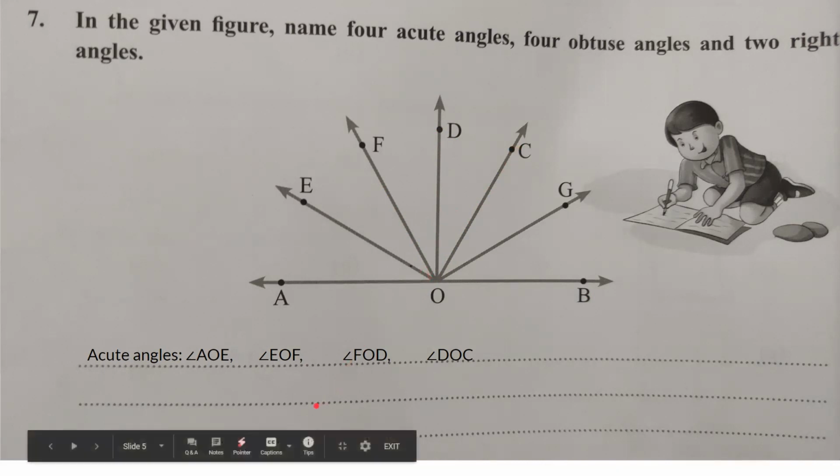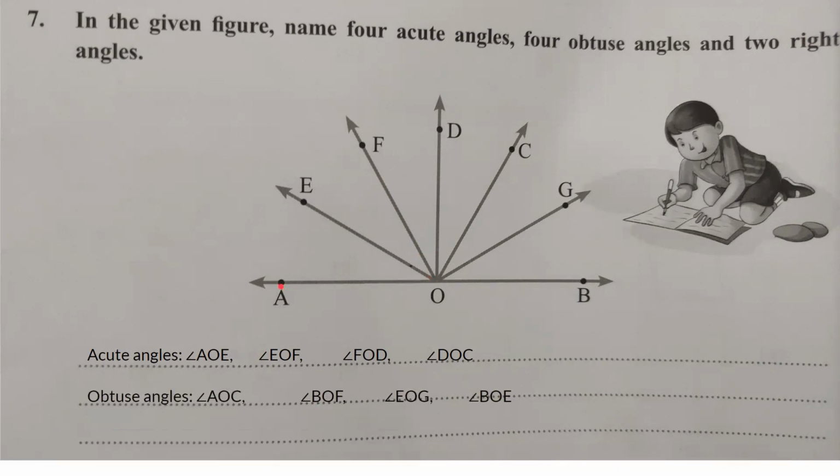The next is you have to write any 4 obtuse angles. So take the pointer, see angle AOC, which is more than a right angle, so an obtuse angle. Another angle written here, BOF, which is also more than a right angle, so it is an obtuse angle. Another angle, EOG, is also an obtuse angle.